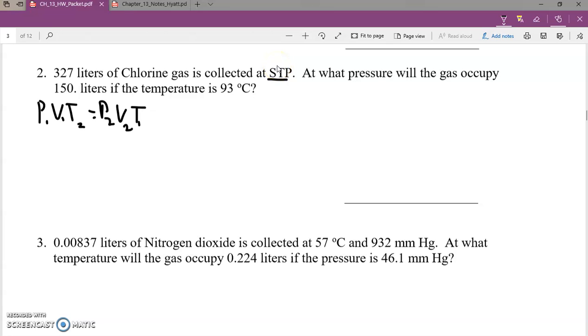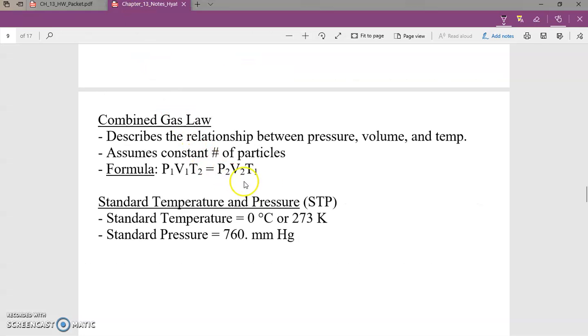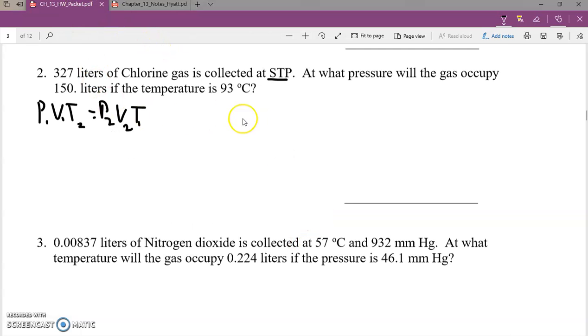The reason I did that is because at standard temperature and pressure, the standard pressure is 760 millimeters of mercury, and the standard temperature is 273 Kelvin. Looking at both of these, we can translate these numbers onto our initial amounts. So let's take an inventory here.